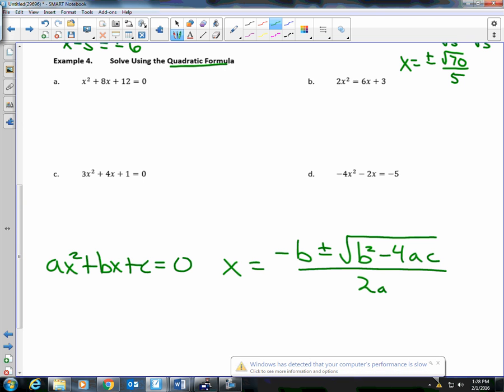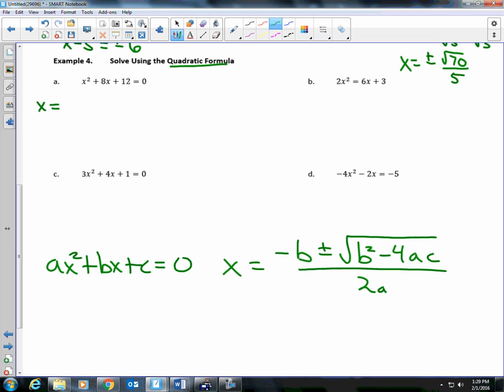Well, here we go. So what we do is we make sure it's set equal to 0. That's most important. And then we identify a, b, and c. A is going to be the number in front of x squared. B is the number in front of x. And c is the constant on the end. So I will set it up.